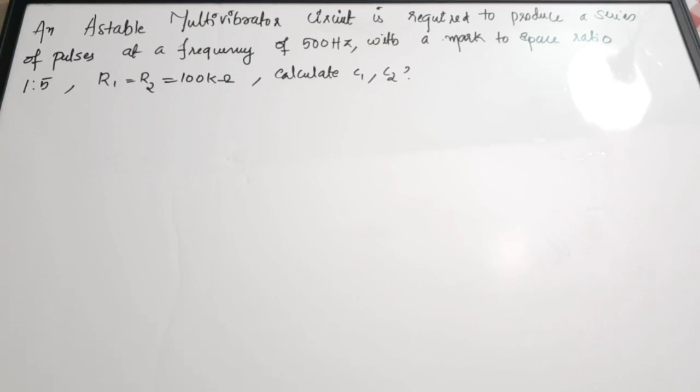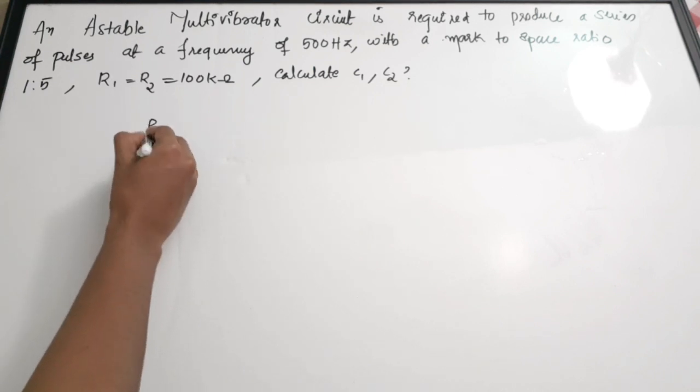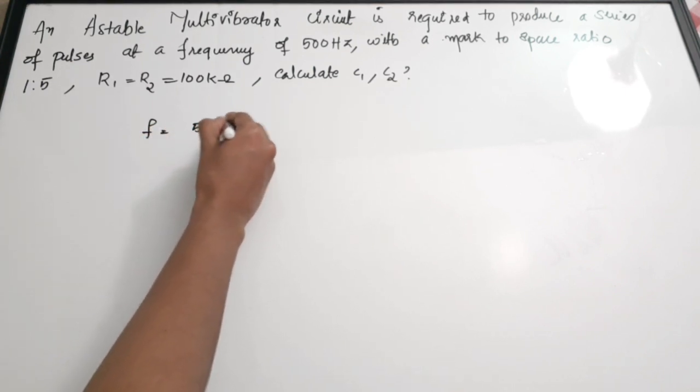So the first question is: an astable multivibrator circuit is required to produce a series of pulses at a frequency of 500 Hz with a mark to space ratio of 1:5. R1 equal to R2 equal to 100 k ohm. Calculate C1, C2. So the frequency of the wave produced by the astable multivibrator is directly given to you, that is, f is equal to 500 Hz.